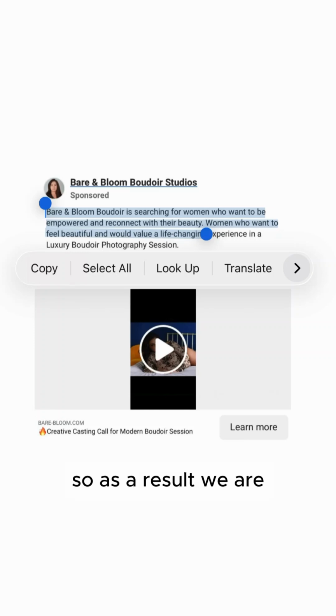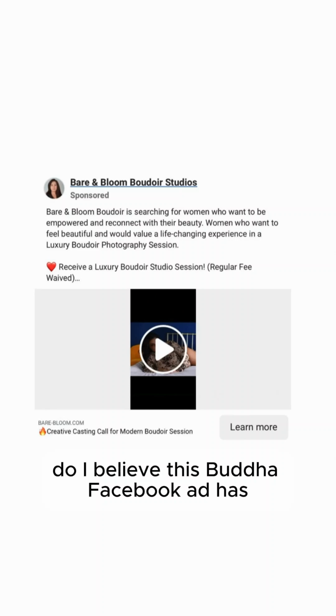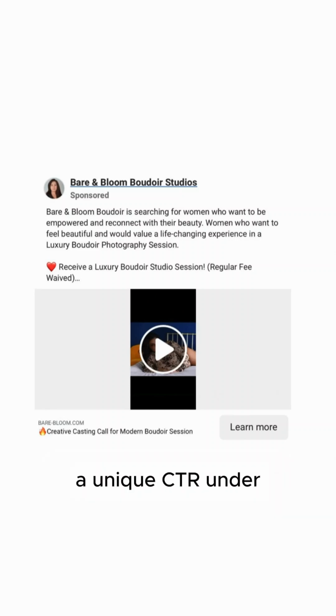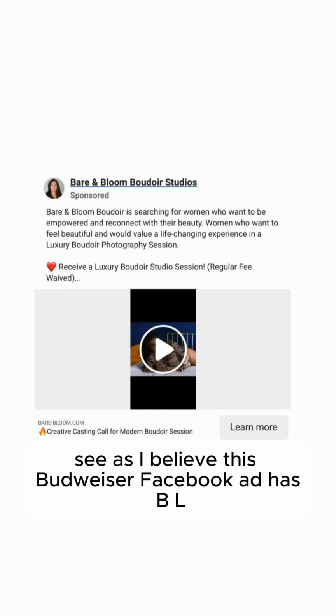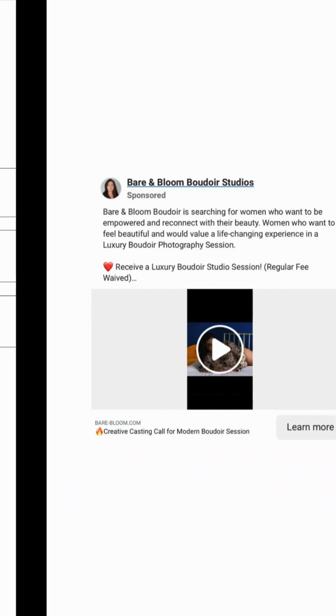So taking all of these into account, do I believe this Boudoir Facebook ad has a unique CTRL under 6%? Yes, I do. So yes, I believe this Boudoir Facebook ad has BLCS, aka Boudoir low click syndrome.